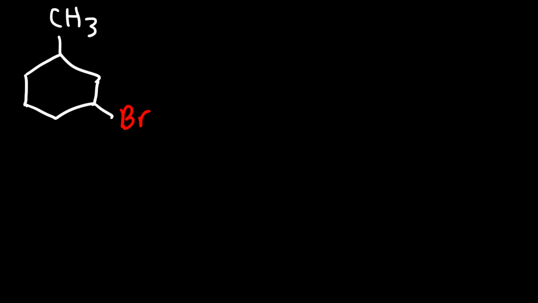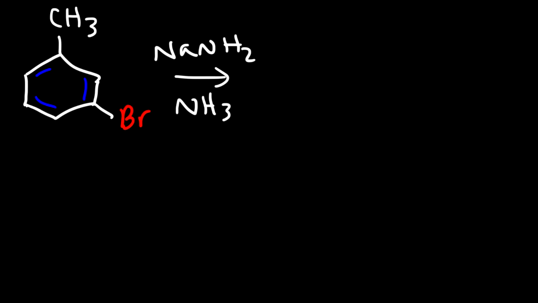Now, let's go over one more example. So in this case, we're still going to have two substituents. That is the same substituents as in the last example, but this time they're not para with respect to each other, rather they're meta with respect to each other. So we have meta-bromotoluene. And let's react it with sodium amide and liquid ammonia. So what products can we get in this reaction? Feel free to pause the video and try it.